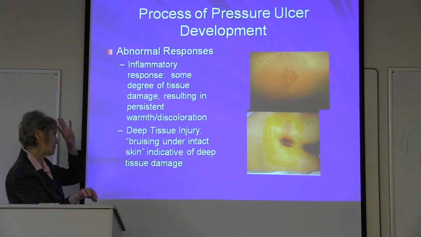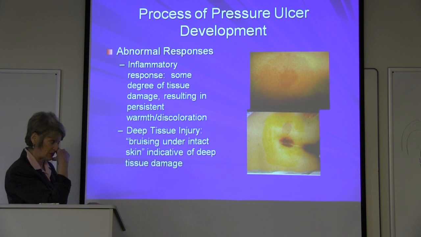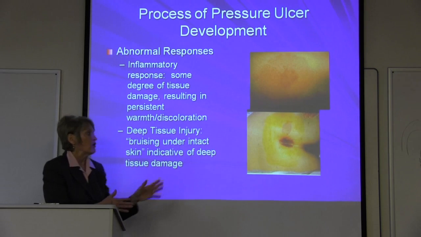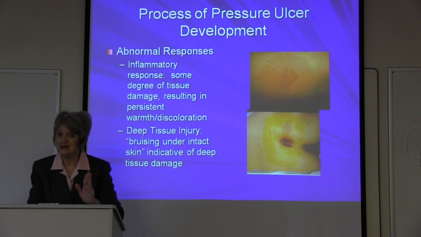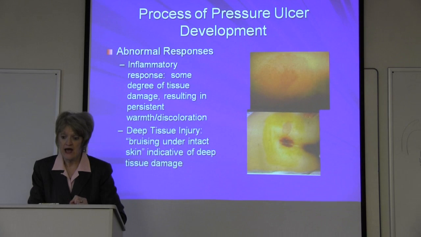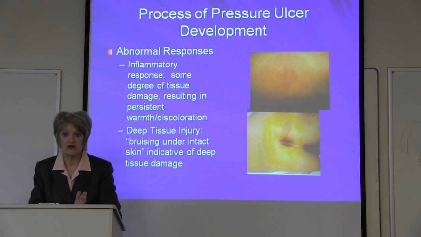Now, what you see on the bottom is, of course, much more significant. This is suspected deep tissue injury. This is where you have deep bruising under intact skin. We're not totally sure what causes that deep purple discoloration. One theory is that it's necrosis of the soft tissue that's being reflected at skin level as this deep purple discoloration. Another theory is that you've gotten disruption of blood vessels and blood's leaked out into the tissues.